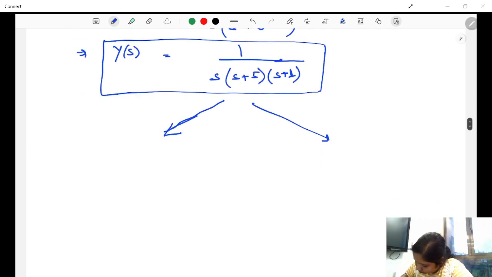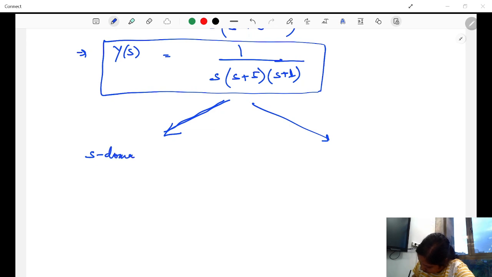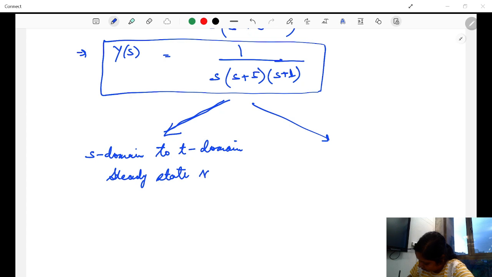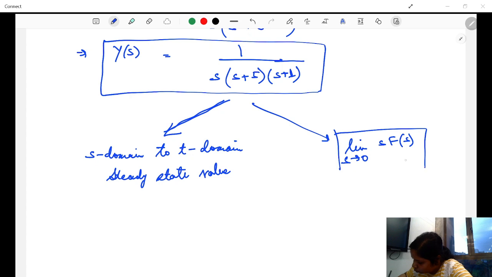One of them is, you can go from S domain to time domain, and then tell what is the steady state value by placing t is equal to infinity. The other approach is, you try to do limit s tends to 0 of s F(s). I'll tell this to you later, but first we'll go with this approach.